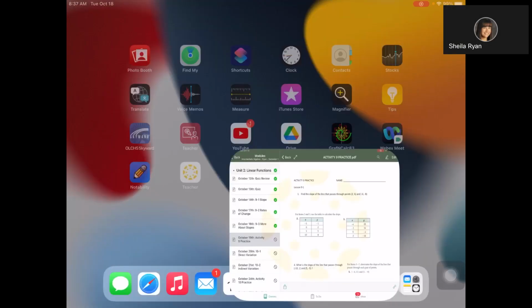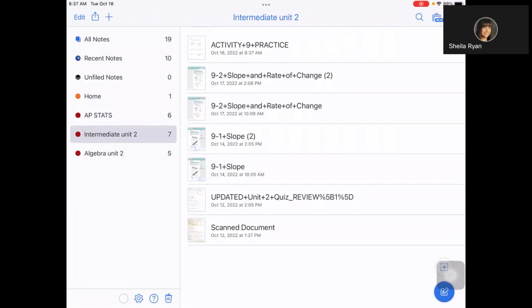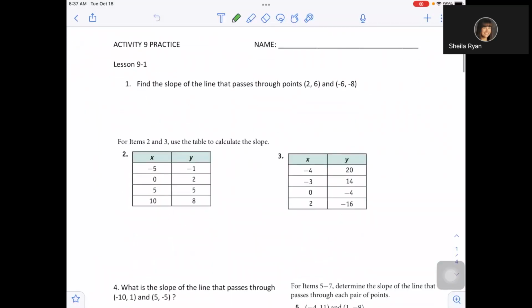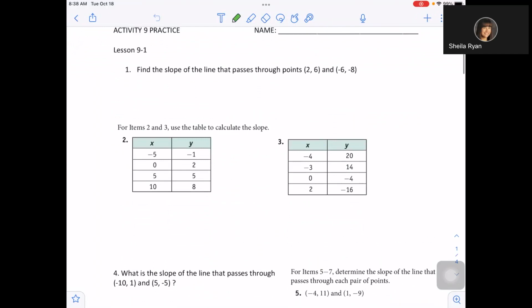Remember, you can pause it anytime, your own time to complete something. So I will go through these 4 pages. Again, feel free to pause anytime you want to try a problem on your own. Number 1, we're finding the slope of the line that passes through the 2 given points.